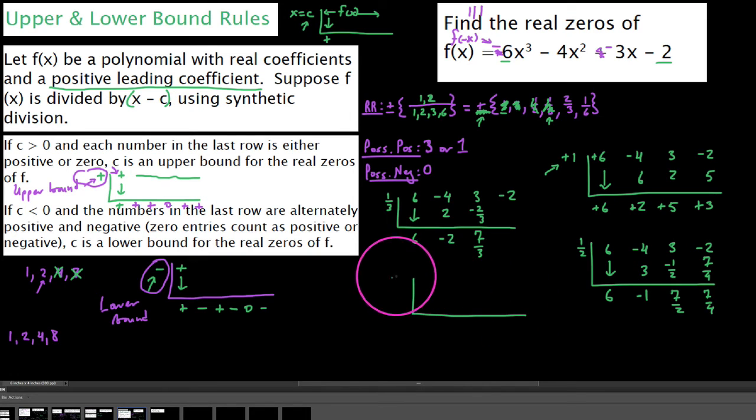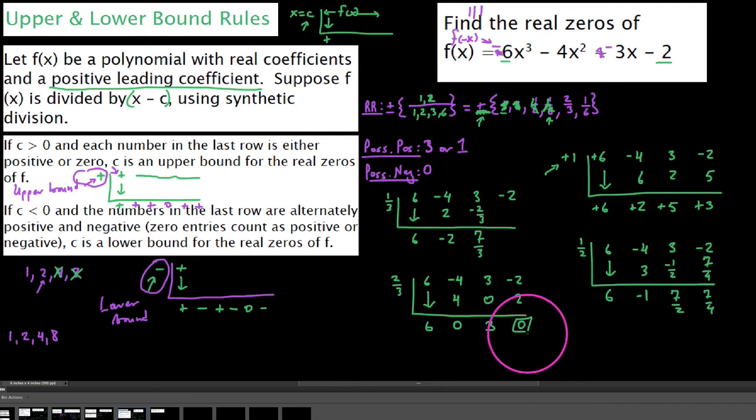We'll try 2/3. So 6, negative 4, 3, negative 2. We'll carry down our 6. 2/3 of 6 is 4. 4 plus a negative 4 is 0. Added with 3 is 3. And then 2/3 of 3, that's 2. And a positive 2, so now we get 0. So the nice thing about this is don't lose this value. As a matter of fact, we said go find all the zeros. We just found one, 2/3.